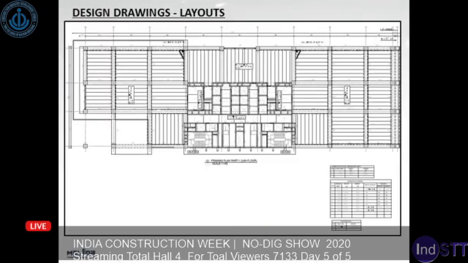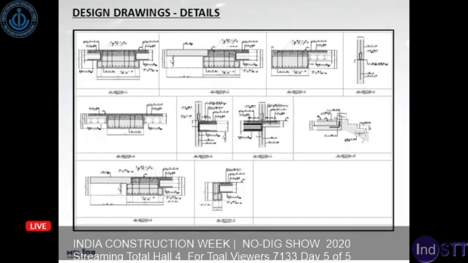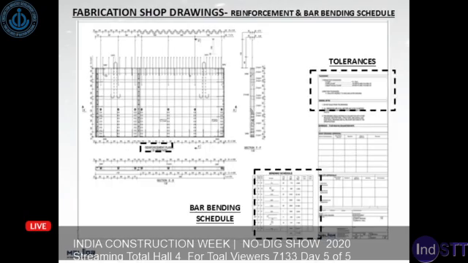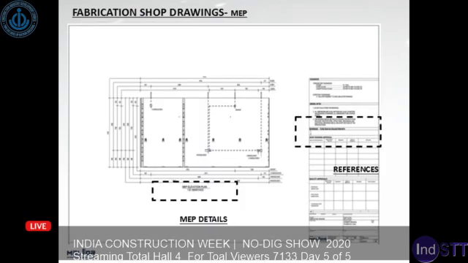So after we get the results, the design drawings are prepared with all the details, as we do in cast in situ structure. And additional thing required for precast is a fabrication shop drawing, which shows all the dimensions of each individual element, all the accessories embedded inside it, all the connection requirements for each panel. So for each element, three sheets are required, one showing the dimensions and accessories, the second sheet shows the reinforcement, the third sheet shows the MEP details.